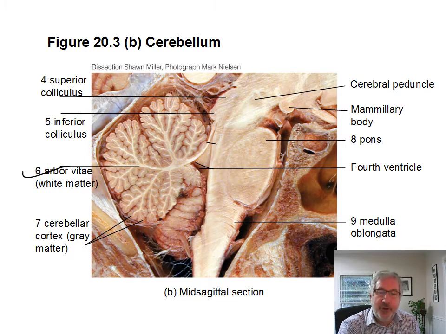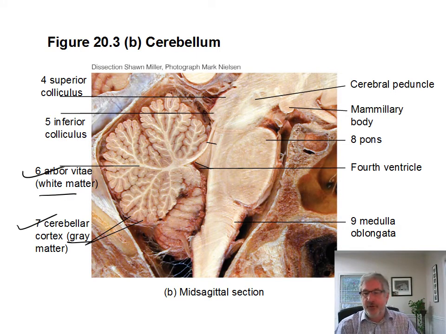And then you have the cerebellar cortex. Cortex is on the outside. So the cortical region is always on the outside. Cortex meaning bark in Latin. And that's the gray matter. So you have gray matter and you have white matter. So you've heard about gray matter and white matter in the brain. And I'm going to show you some pictures of that in a little bit. But they also have gray matter and white matter in the cerebellum.